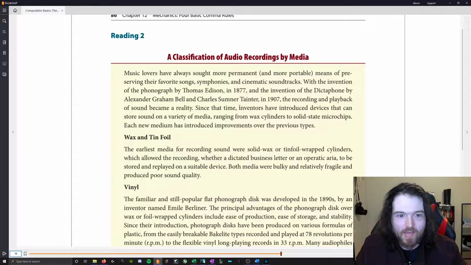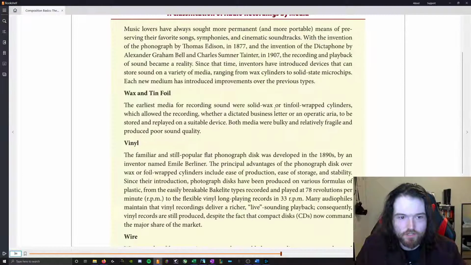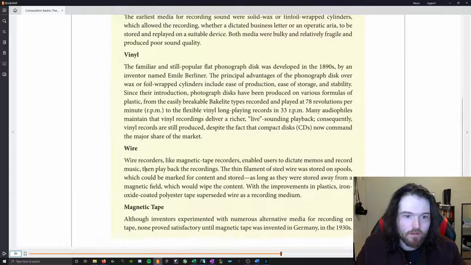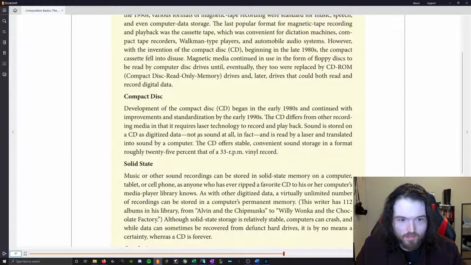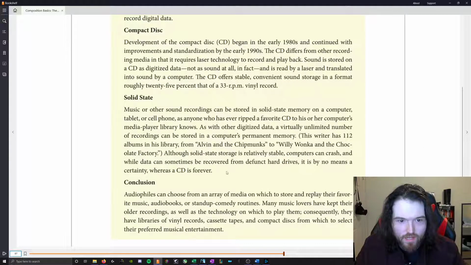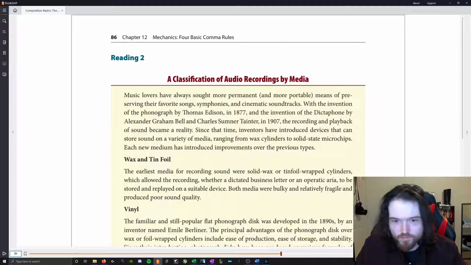Classification of audio recordings by media. All right, so this person has chosen the major class of audio recordings, and they have chosen to break it down by media forms as the classification. So they've got wax and tin foil. I've never even heard of that one. Vinyl, I have heard of that one. Tape recorders. And, oh, apparently 2 different types of tape recorders. Compact discs, I'm more familiar with that. Solid states and the conclusion. Also a good topic. Again, make sure 12 to 15 sentences, of course.